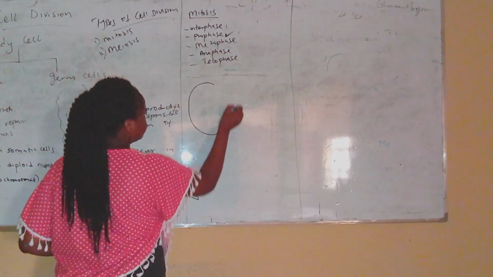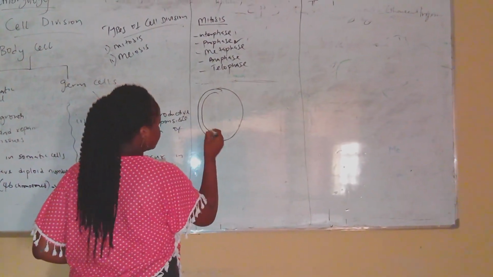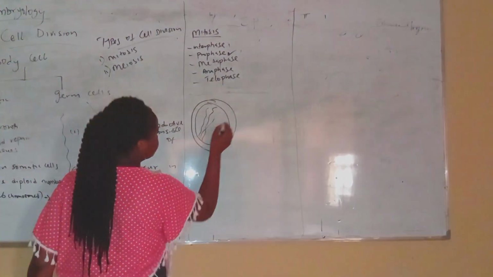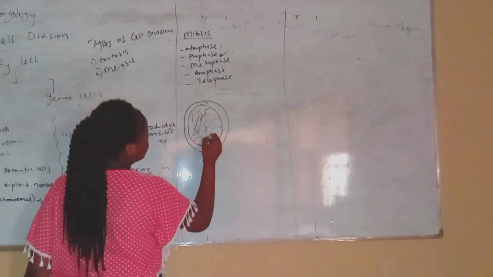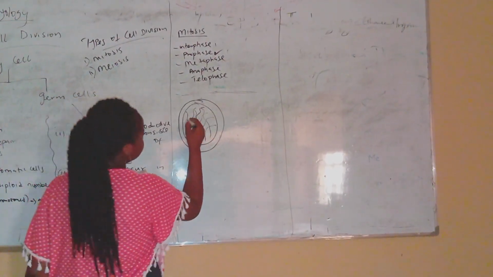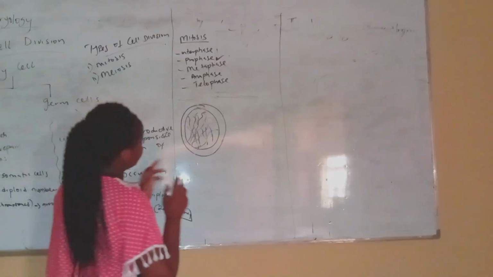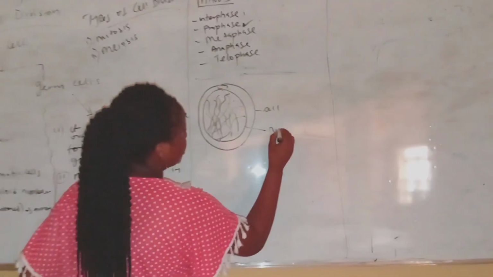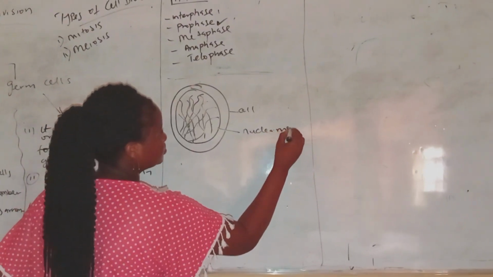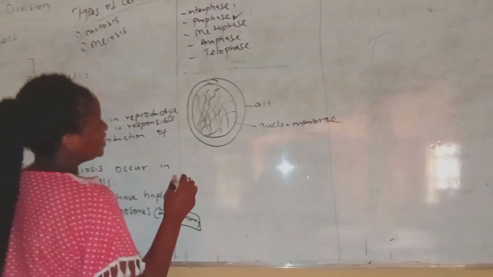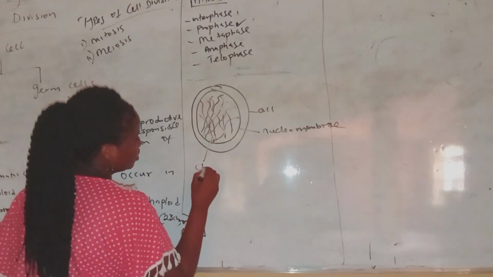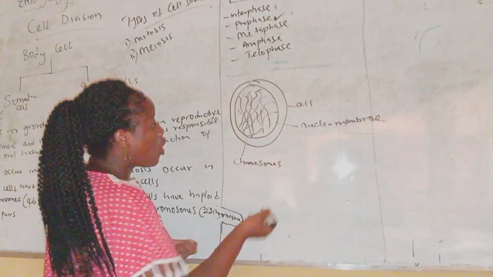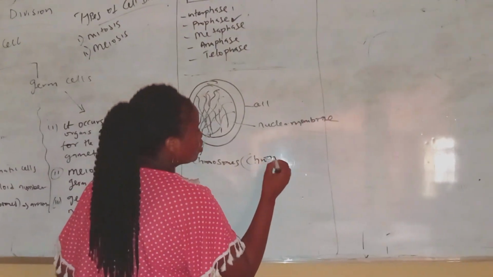So this is our cell. This is our nuclear membrane, and here you see the chromosomes like threads scattered within the nucleus, just as you can see. So what you see here is the cell which we are talking about. Then this is our nuclear membrane. Then these are our chromosomes, but these chromosomes appear like threads, so they are called chromatin threads.